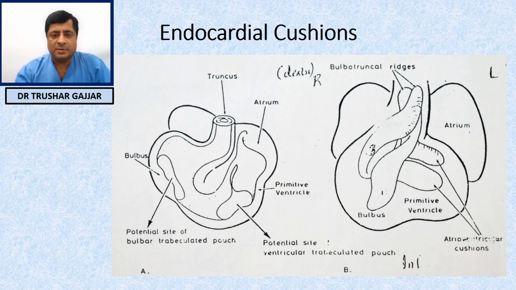This heart tube also contains some endocardial cushions throughout its length, but these endocardial cushions remain at two places, that is atrioventricular canal and bulbotruncal junction. Rest of the places, this endocardial cushion disappears.